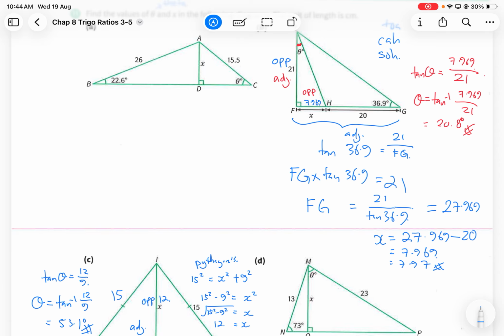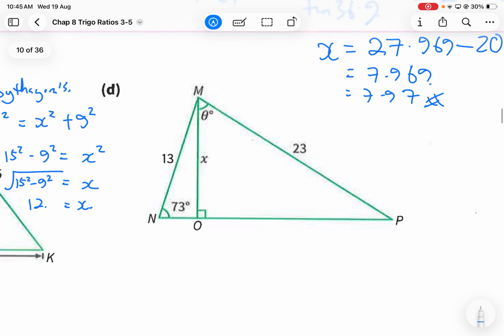Okay. Now, after all this, 40.1, 40. Let me see. You are finding x. X is opposite, 13 is your hypotenuse. Because she did it, so sin 73, correct? Okay, correct.